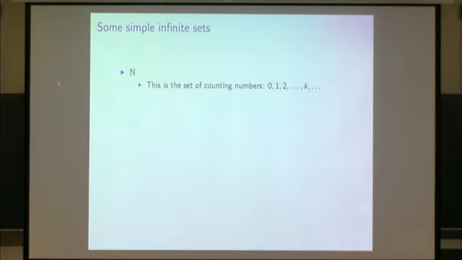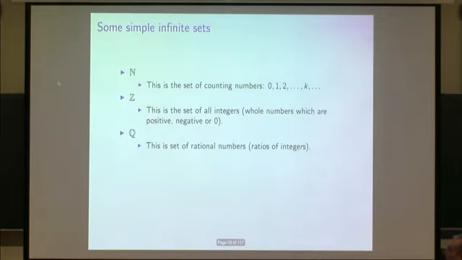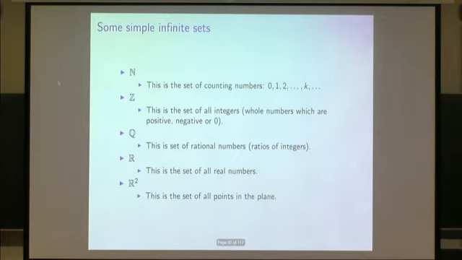All right, so let's look at some simple infinite sets. We want to start talking about infinite sets. Well, N is a pretty simple infinite set. Z, the set of all whole numbers, positive and negative with 0, that's a simple infinite set. The rationals, ratios of integers, the real numbers, and the points in the plane. These are natural, simple infinite sets that arose classically.